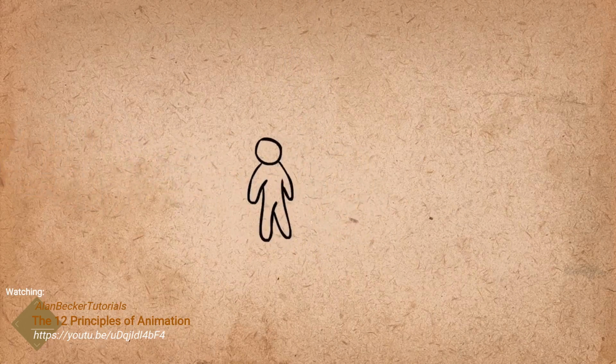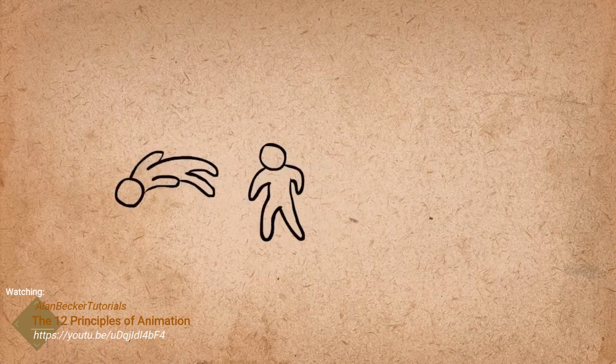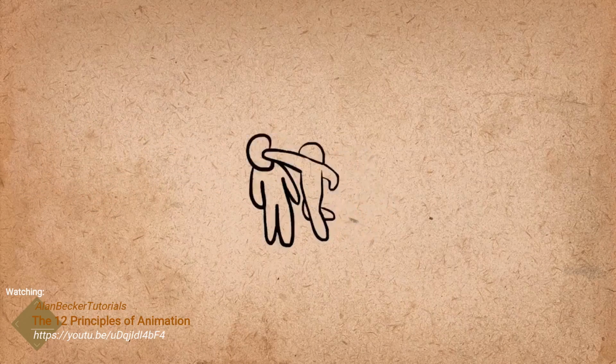Here's another example, a punch. To add power to the punch and communicate to the viewers that he is about to punch, he reaches his arm back and then punches.